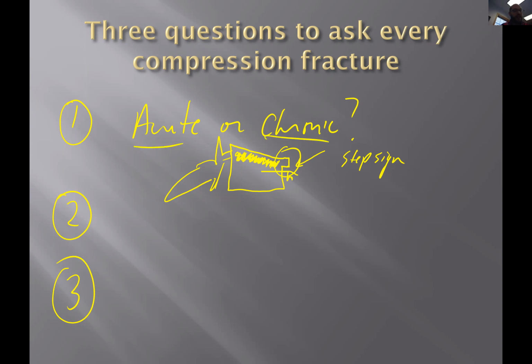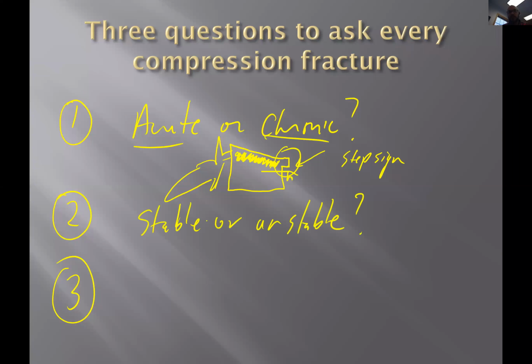Second question, okay, compression fracture T8, are you stable or unstable? That's the second question. Are you stable or unstable? Now, how do you know? Well, I'll draw my vertebral body again with a nice compression. There it is, lateral view. Here's how you tell if a compression fracture is stable. Here's the back part of the vertebral body, okay?